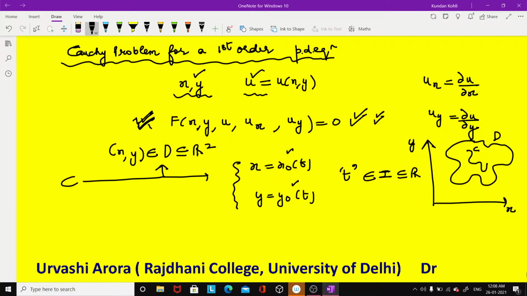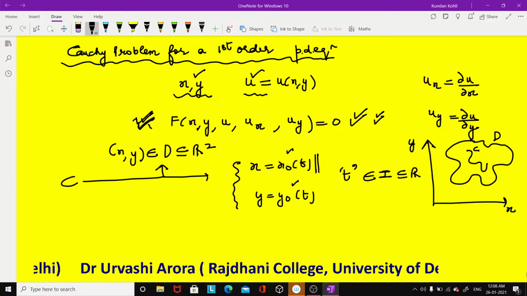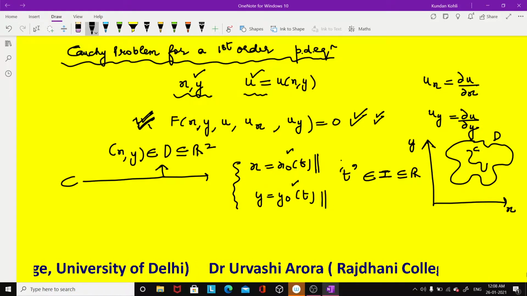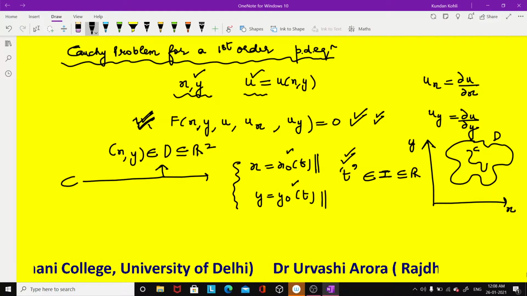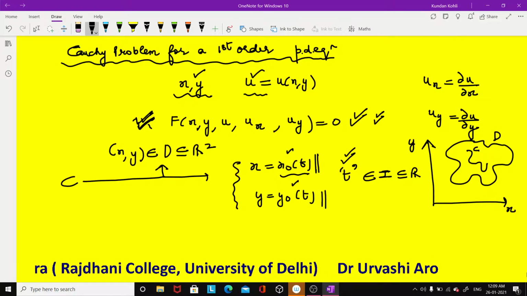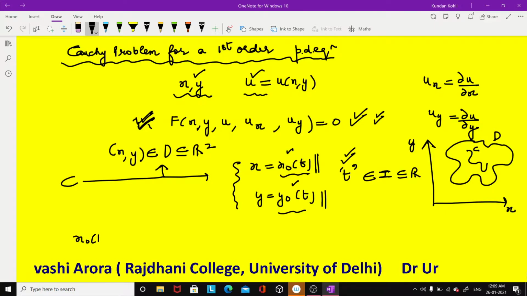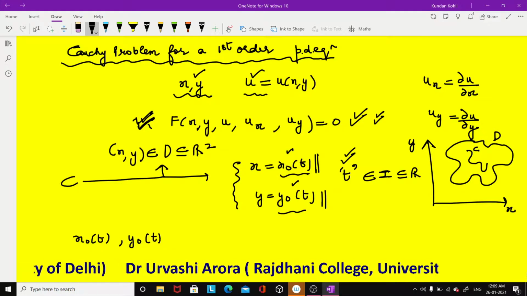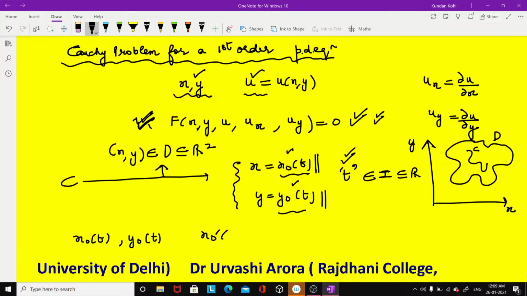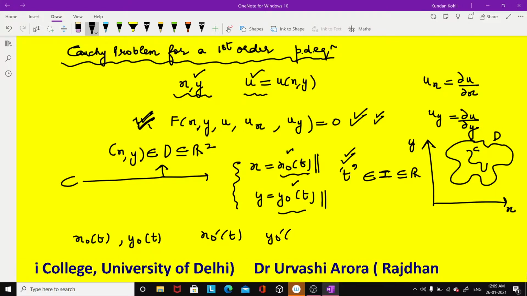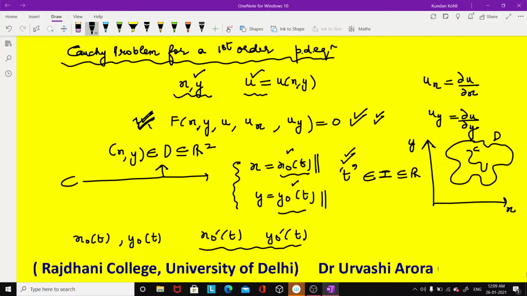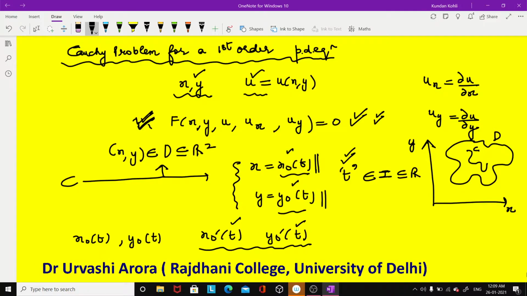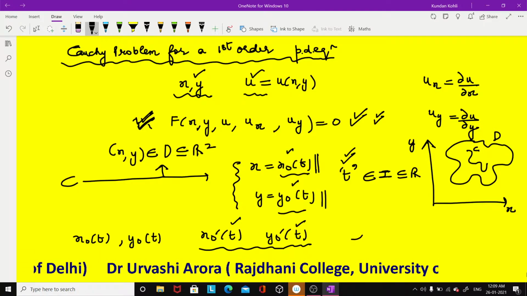So that we assume. Also, as far as these functions are concerned, x naught t, where x naught is a function of t, and y naught t, where y naught is a function of t, where t is a parameter, there are certain assumptions that we make about x naught t and y naught t. The first thing is that we assume that the functions x naught t and y naught t can be differentiated with respect to t, which means that their derivatives x naught dash t and y naught dash t both exist. Also, we assume that these derivatives are piecewise continuous, which means that when you draw the graph of these functions, then the graph might not come out to be a continuous function.